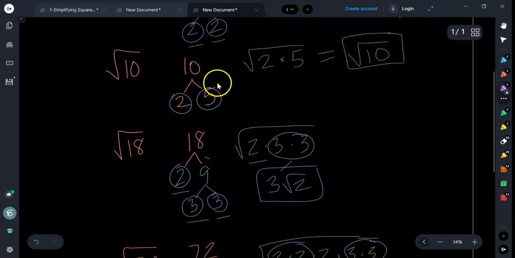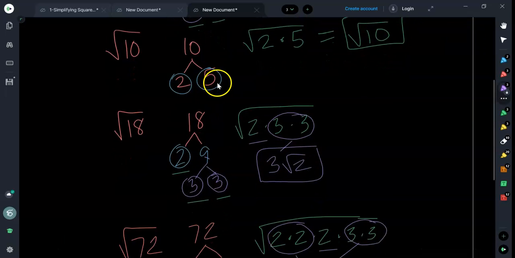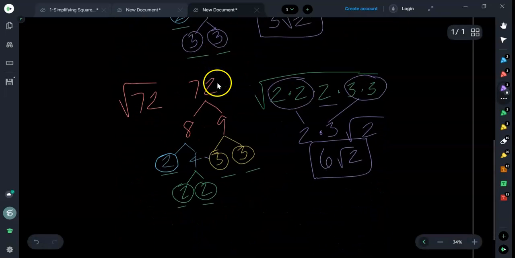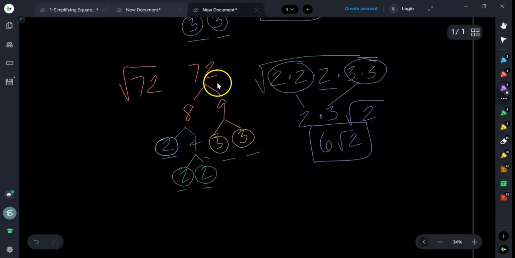Terms where you don't have any pairs, like 10, are already simplified. And now terms where we have multiple pairs. So if there are no pairs, it's already as simple as it can get. If there are multiple pairs, you take 1 out for each. If there's only 1 pair, you take 1 out.